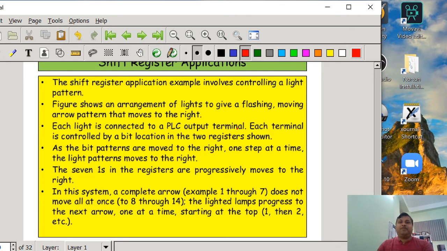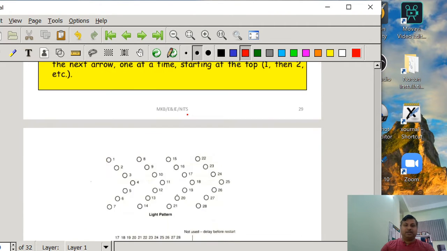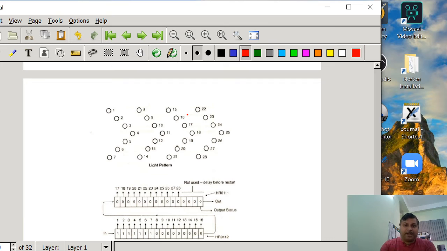The shift register application example involves controlling a light pattern. Suppose, as you have seen in the metro, some arrows are there. Suppose we want to develop a PLC program to produce that sequential arrow. The figure shows an arrangement of lights to give a flashing or moving arrow pattern that moves to the right. To indicate that you have to go in the right direction, this light pattern has to glow sequentially. Okay, now you see what our requirement is.